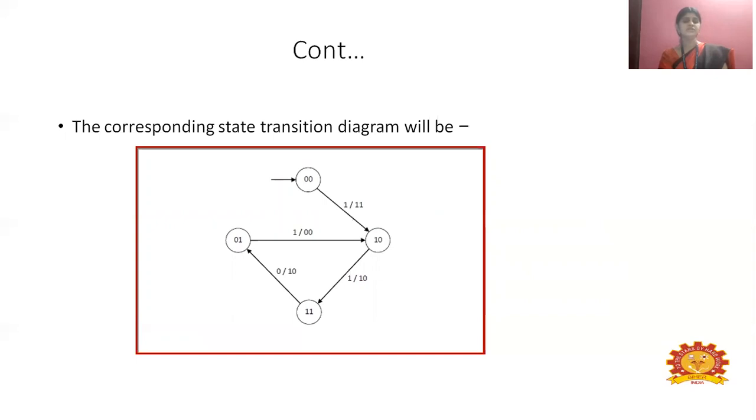If it is in the state 1, 1, and input 0 is given, it will move to the next state 0, 1, and the output will be 1, 0. Here, if it is in the state 0, 1, and the input is 1, it will move to the next state 1, 0, and the corresponding output will be 0, 0. So it shows the state transition diagram.